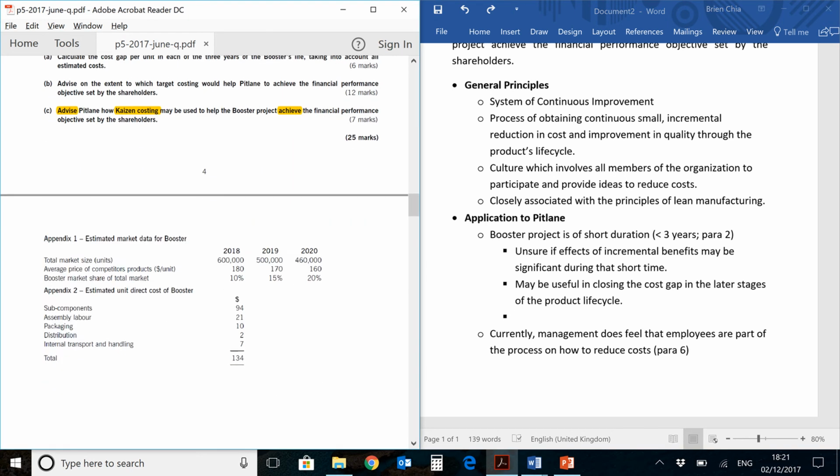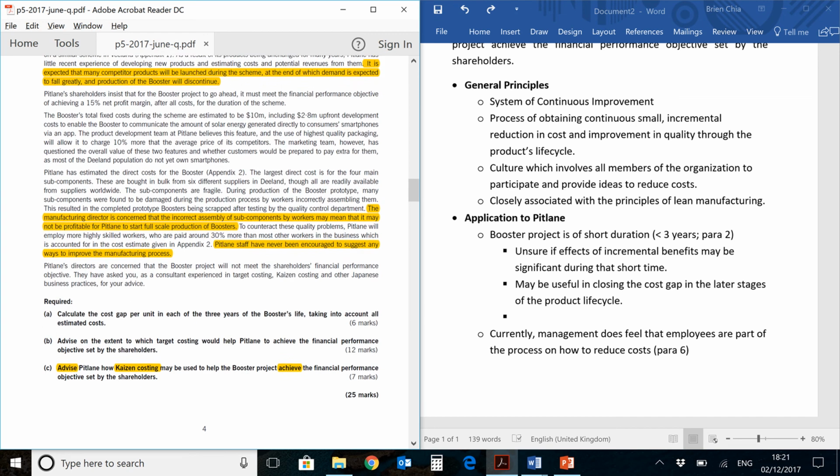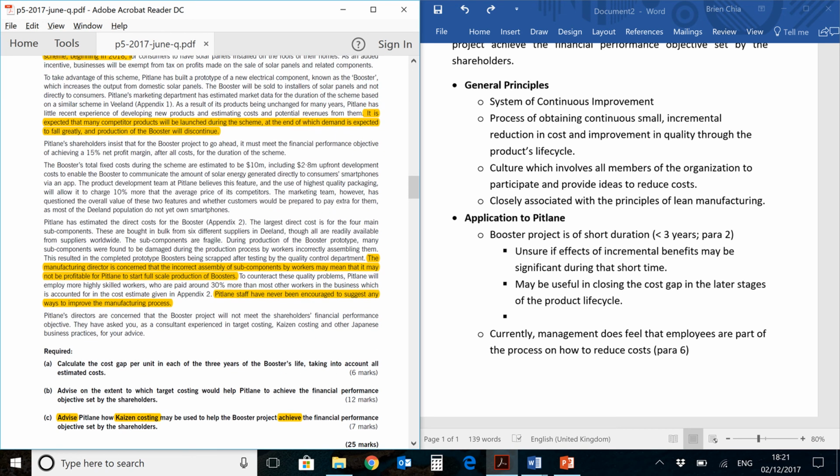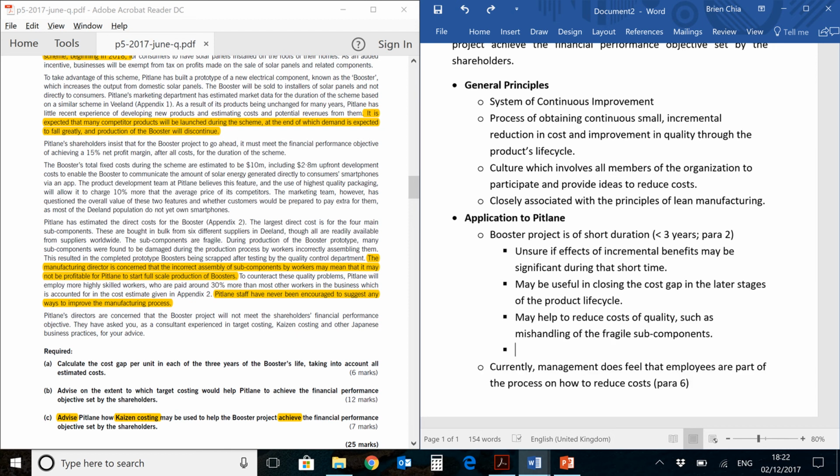So you will probably see more of the benefits in the third year. As we know in the question, the third year is where you have significant deterioration in your selling price, and that's where keeping costs low will be more important than ever. So hopefully Kaizen costing can give us the edge in maybe year two or year three of the life cycle of this product, booster. And of course, where would this benefit be seen? We might see it help to reduce the cost of quality.